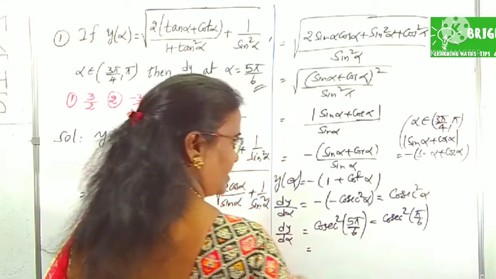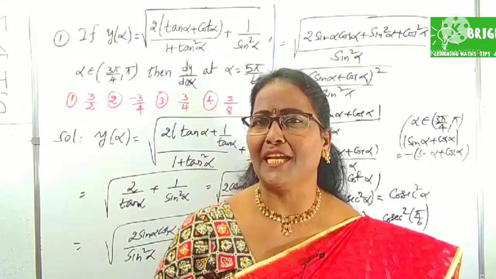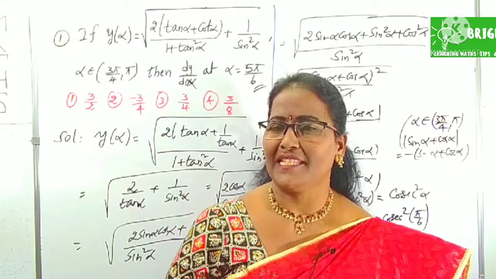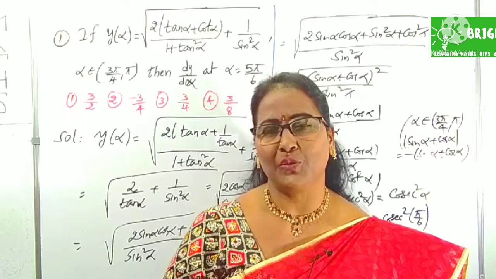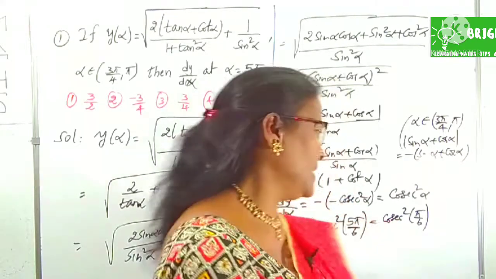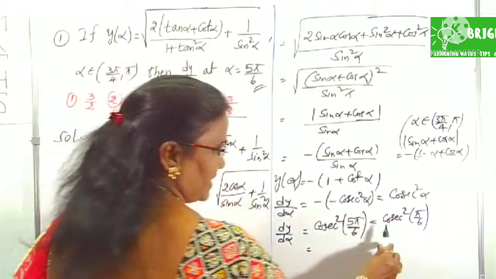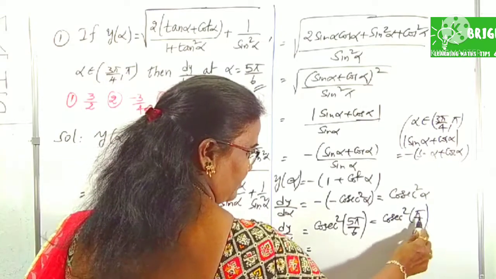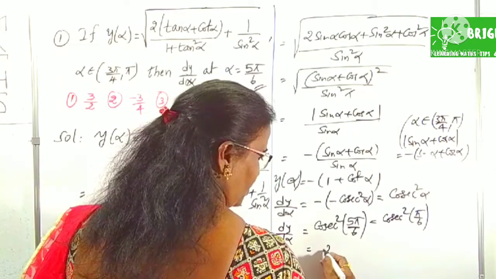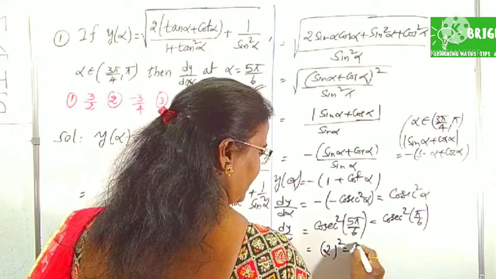Cosec pi by 6 is what? 2. Sin pi by 6 is what? Sin pi by 6 is 1 by 2. Cosecant pi by 6 is 2. Cosecant is the reciprocal of sin, or not? Therefore, cosecant pi by 6 is 2, with the square is 2 square. 2 square is 4.